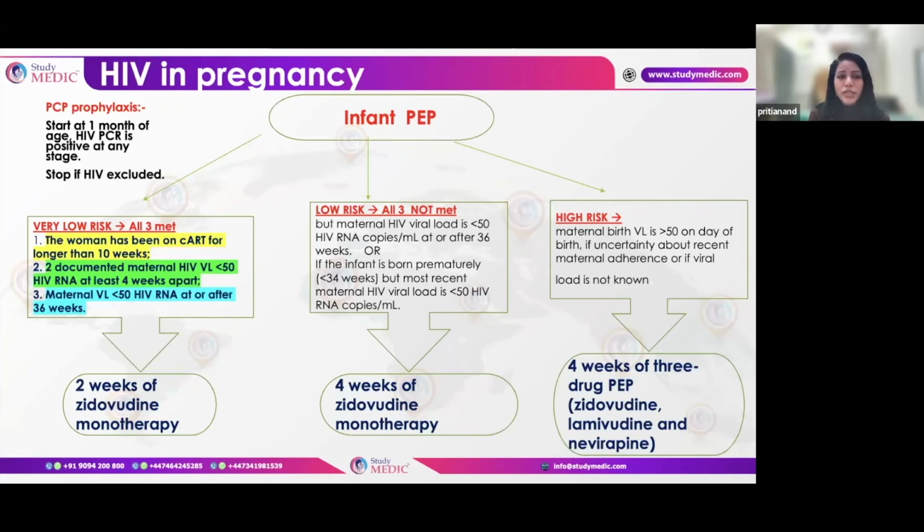If none of these criteria are met, but the viral load is less than 50 for the mother at the time of delivery, or if the infant is born premature and the mother's viral load was less than 50, then 4 weeks of zidovudine monotherapy should be given. And if none of these are followed and the viral load is either very high or unknown, then 4 weeks of triple therapy should be given.